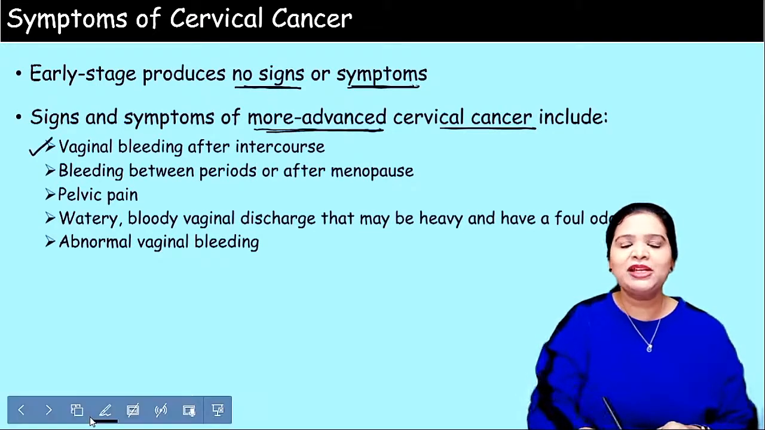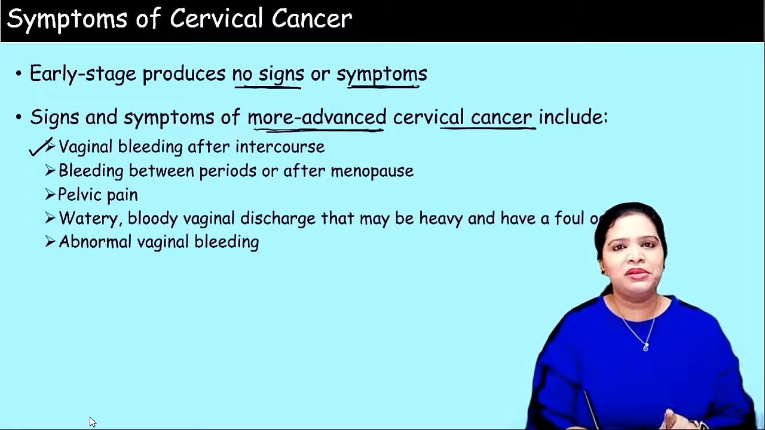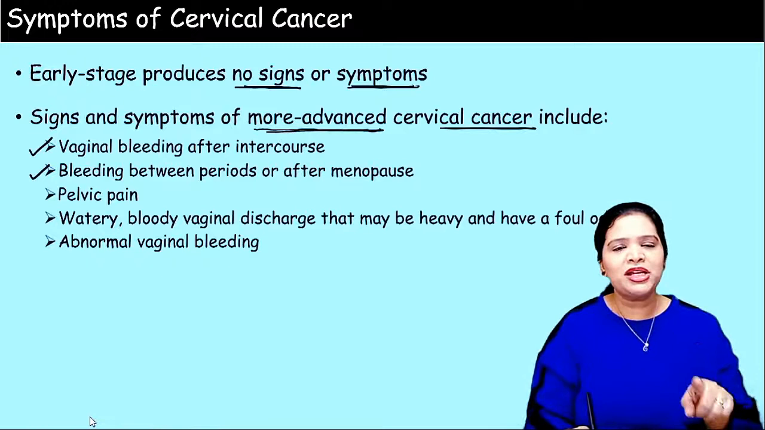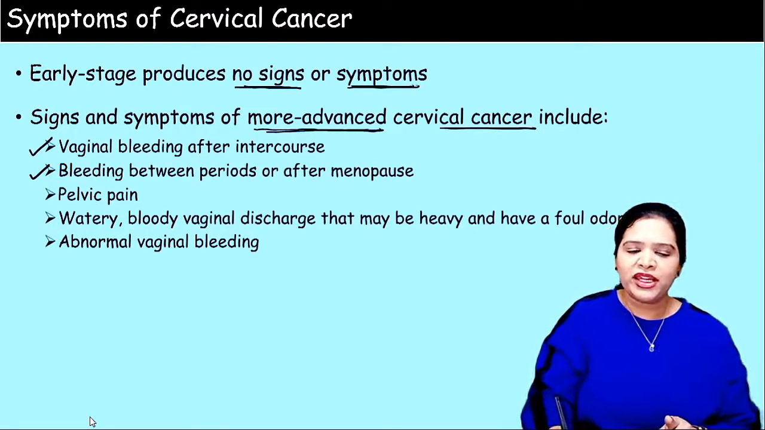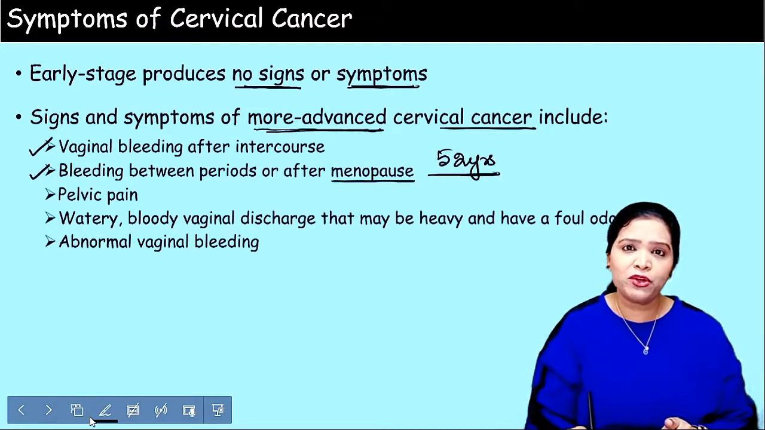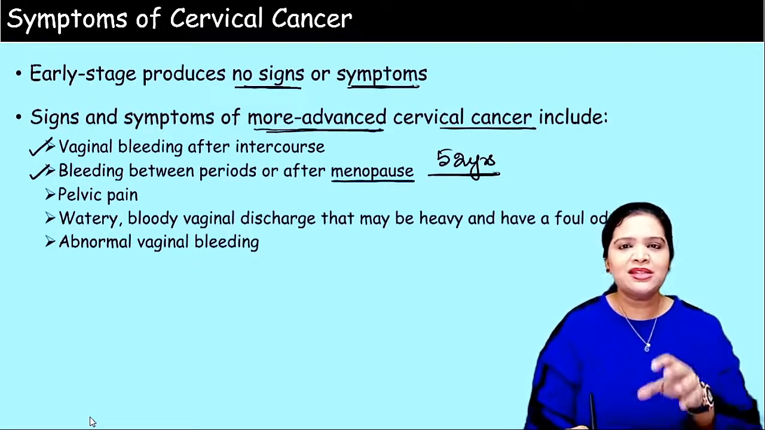There will be vaginal bleeding after sexual intercourse. After coitus, she will have bleeding. Then irregular bleeding, that means apart from the normal menstrual bleeding, the woman will have bleeding from her vagina. Even if she is an elder woman, for example 52 years, at 52 years the woman will have menopause. Menopause means the menstrual cycle stops. She should not have bleeding, right? So if she has cervical cancer, she will experience vaginal bleeding after menopause also.